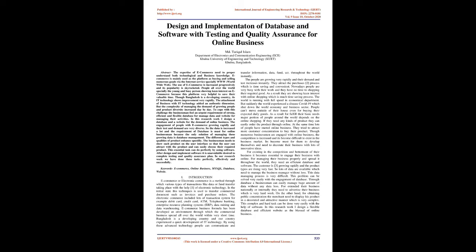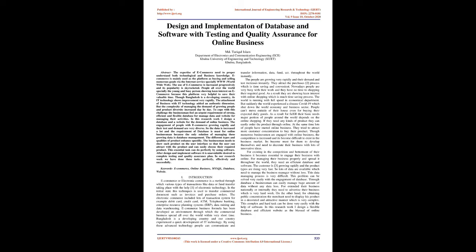To cope with this challenge, the businessman feels an urgent requirement of a strong, efficient, and flexible database for managing data and a website for managing their activities. In this research work I design a database and a website for the demand of online business. The engagement of people with e-commerce is growing rapidly and their taste and demand are very diverse. So the data has increased a lot and a database is a must for the online businessman, because the only solution for managing this growing data is database management.